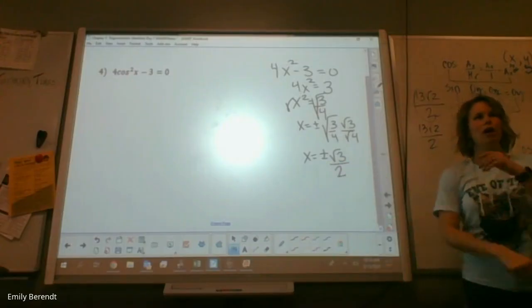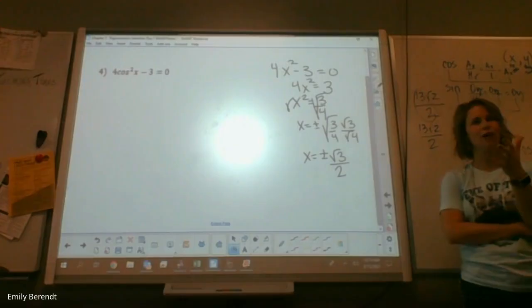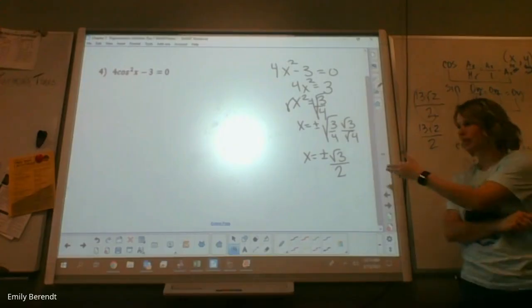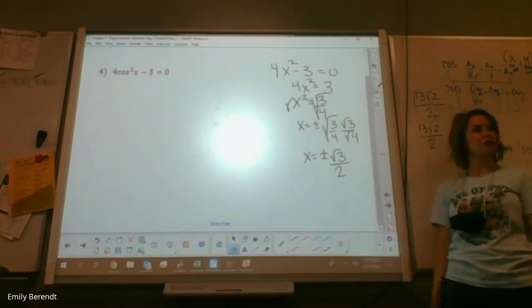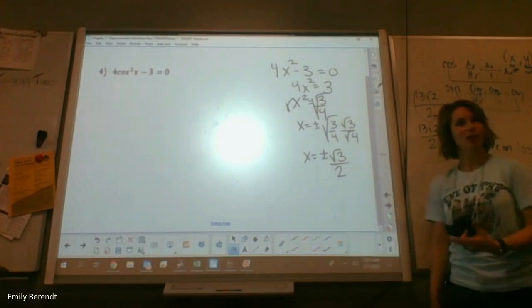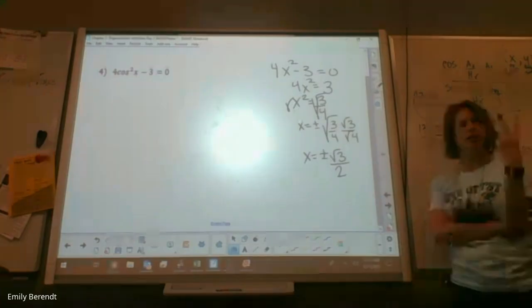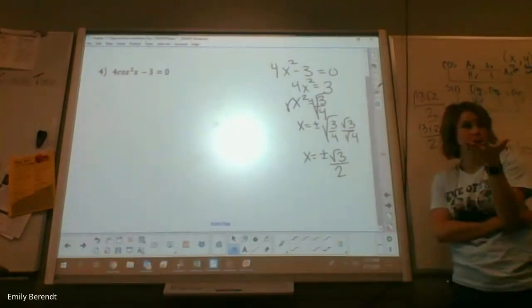Well, that looks like a familiar ratio, doesn't it? Where have you seen this ratio before? On the unit circle, right? Which angles have root 3 over 2 in them? You've got 2 sets: pi/6 and pi/3.